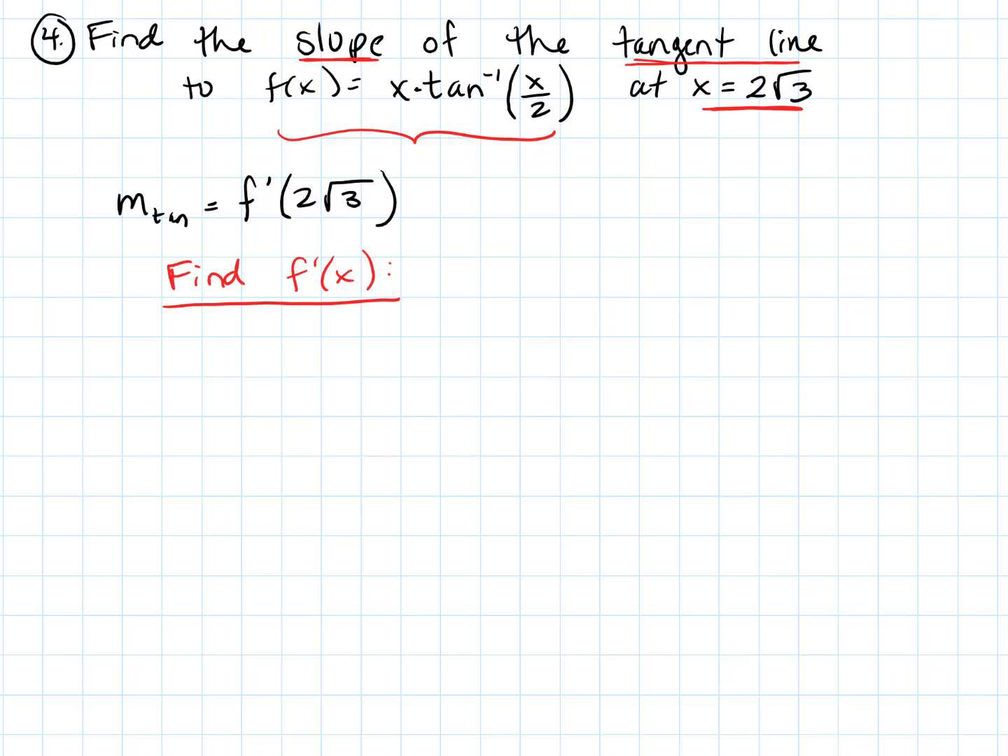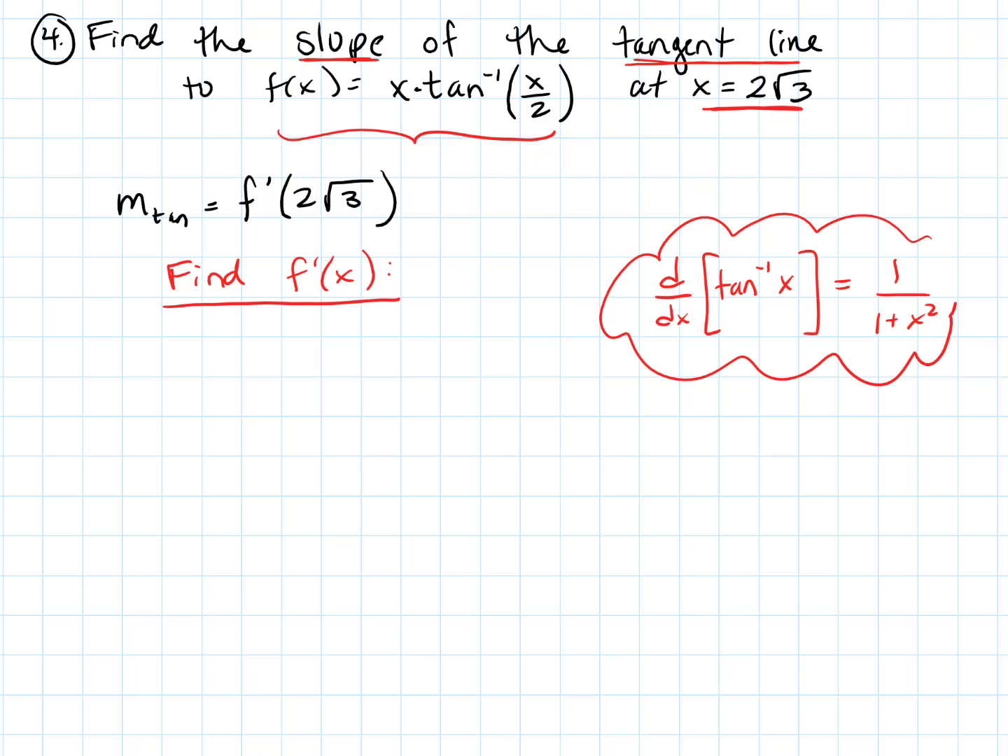We're also going to need to utilize, again, that formula for the derivative of the inverse tangent, which is 1 over 1 plus x squared. As we're getting used to these formulas, I'll just rewrite them here so we have those for reference. So we'll take the derivative. To take the derivative, we're applying the product rule.